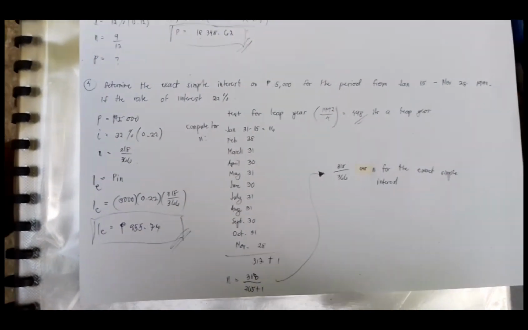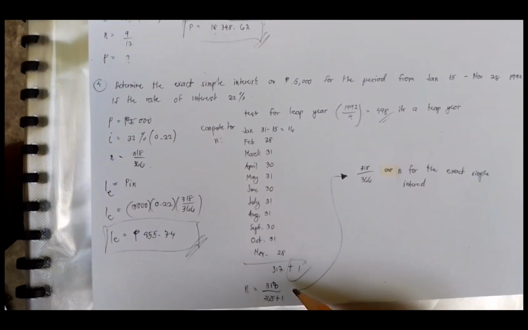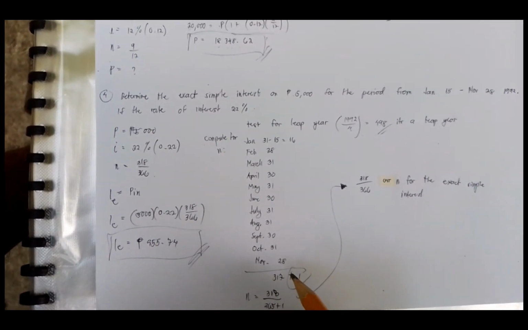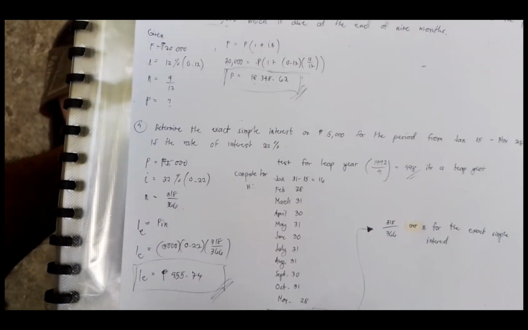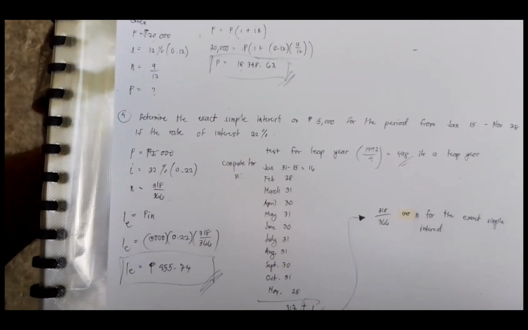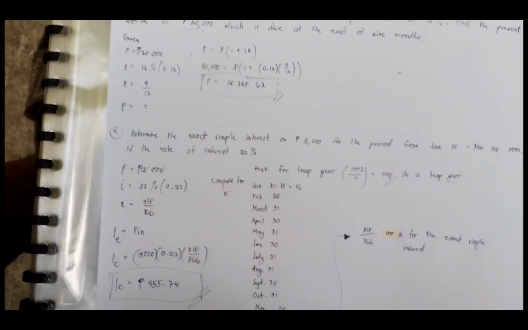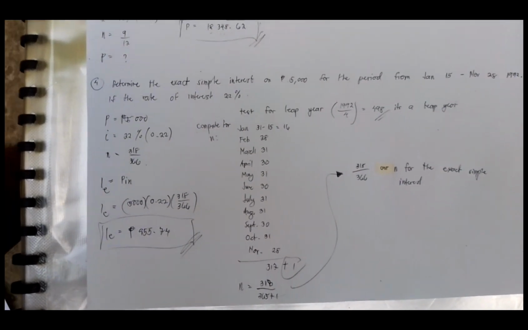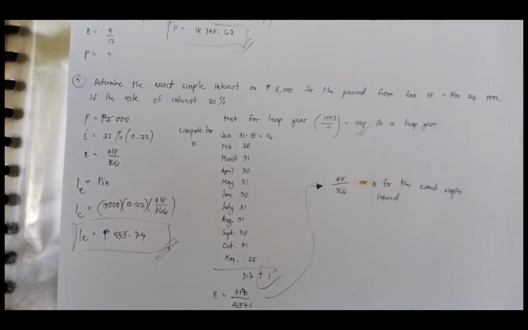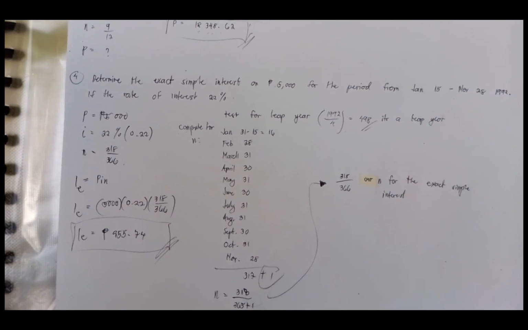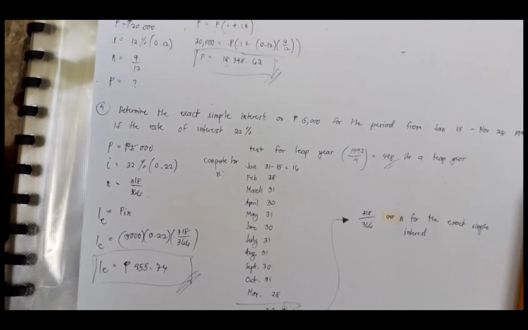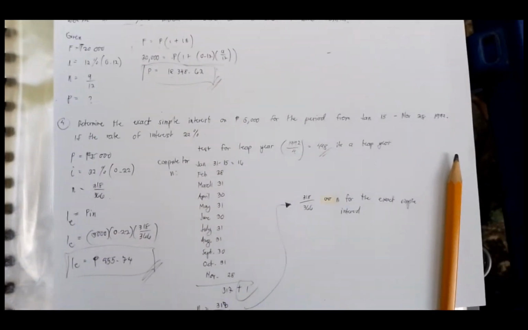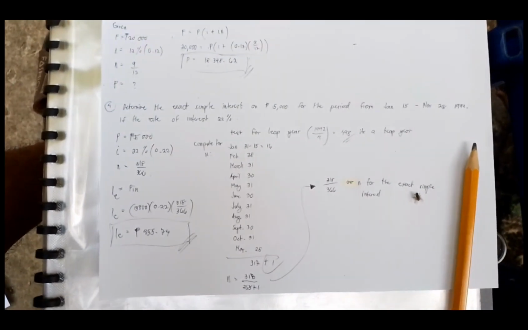Add 1 because it's a leap year. Always add 1, not just to the numerator but to the denominator as well. But if it were for approximate or ordinary, we'll just add 1 to the numerator. I'm sorry, that is applicable only for a leap year. Now solve for the exact simple interest for its future.